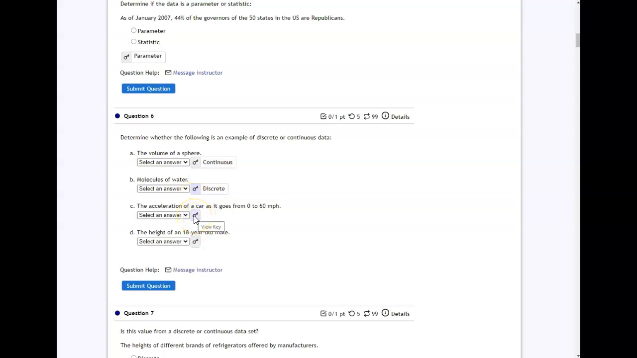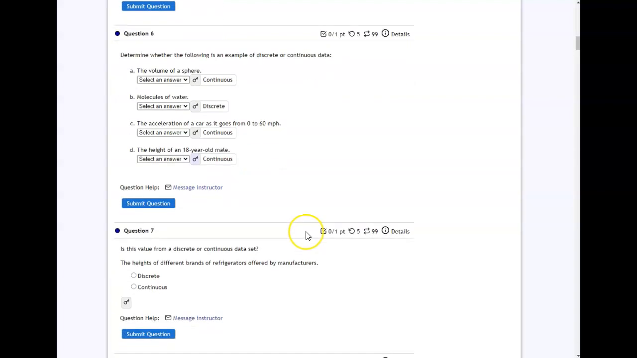Acceleration of a car from 0 to 60, you don't just jump from 0 to 60, it goes all those miles per hour between, so that's going to be continuous. And then height is also going to be continuous because you're not just 5 feet or 6 feet, you're 5'4" or 5'8" or 5'7", so it's continuous. You have all those parts between.